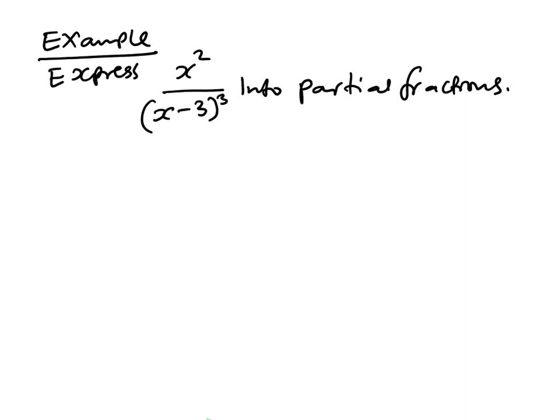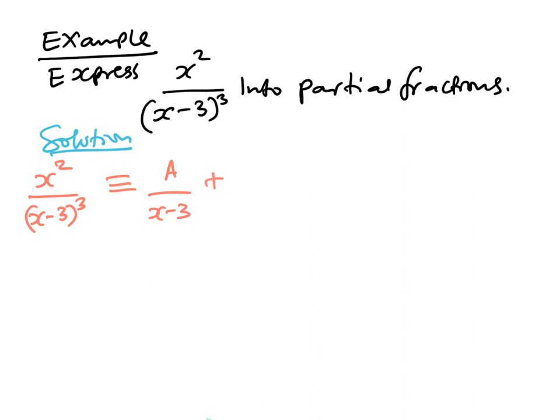Look at this example. They want us to express x squared out of x minus 3 cubed into partial fractions. So what's the solution? We have x squared over x minus 3 cubed is equivalent to A over x minus 3 plus B over x minus 3 squared, then plus C over x minus 3 cubed. Now here we have not looked at rule number 1 and rule number 2 because, first of all, the numerator is of lower degree than that of the denominator, and the expression is factorized out.